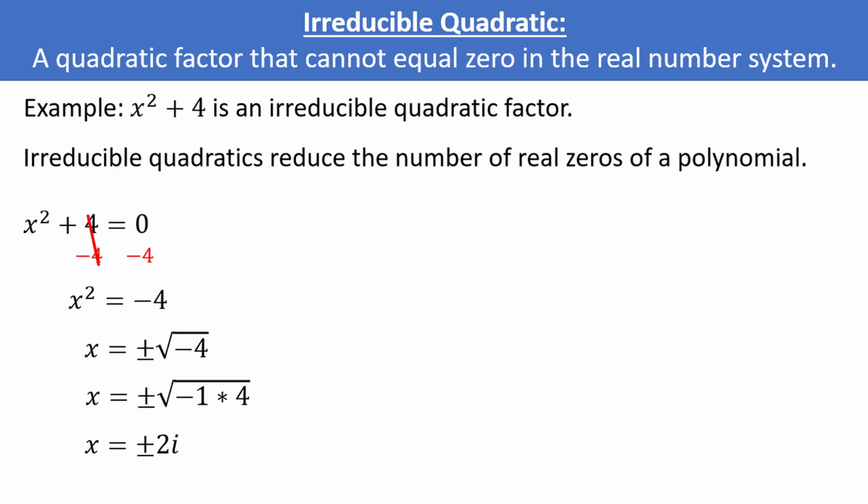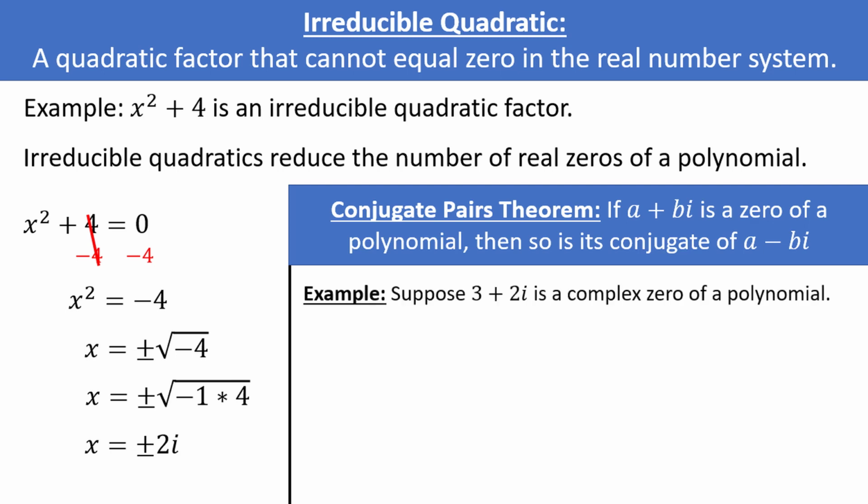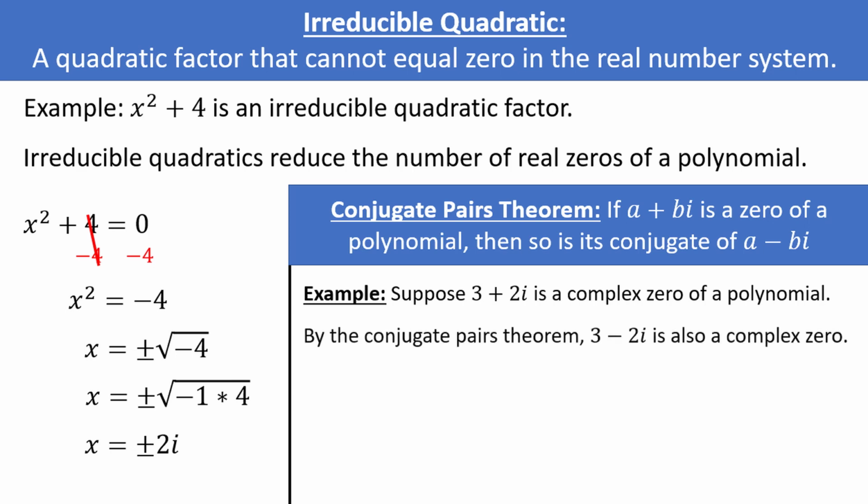This is the basis for what is called the conjugate pairs theorem, which states that if a plus bi is a 0 of a polynomial, then so is its conjugate, a minus bi. For example, it might be the case that 3 plus 2i is a complex 0 of a polynomial. That would also mean that the complex 0 of 3 minus 2i would be a solution. Or if you don't have the a term, like in the problem I showed you, you simply have plus or minus the imaginary part.